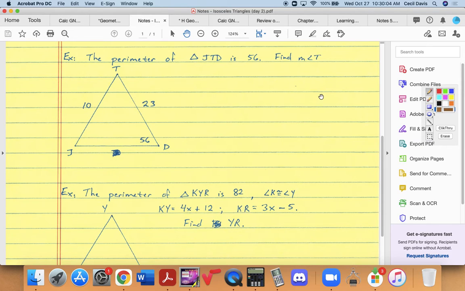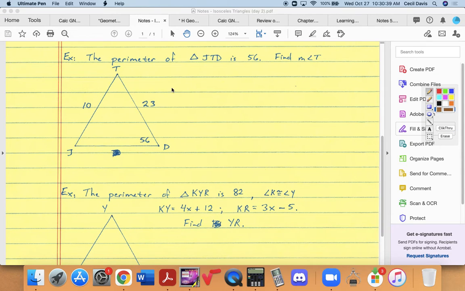And you're like, why are they telling me the perimeter and then asking me about an angle? Well, if we know the perimeter and we know the length of JT is 10 and the length of TD is 23, by the way, these are frequently not drawn to scale. There's no way that this length is actually 10 and this length is actually 23 if it's the same unit of measure. But if I know those two, what else can I find? I can find the length of JD.